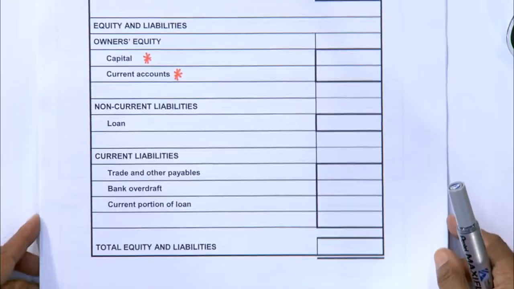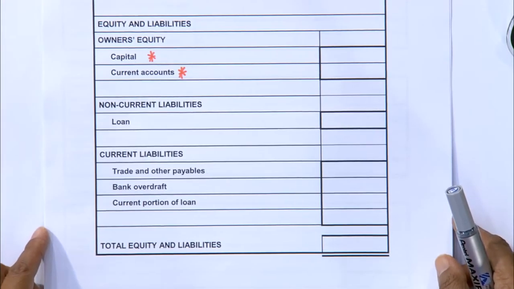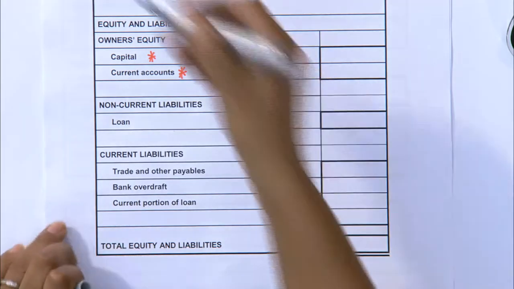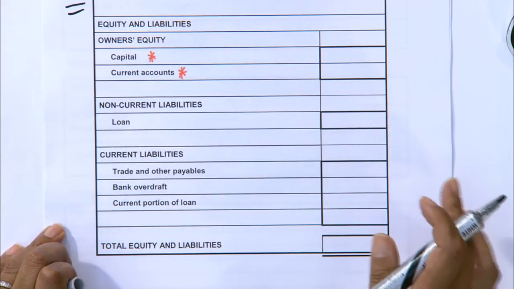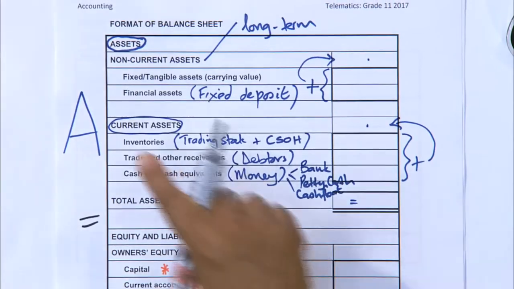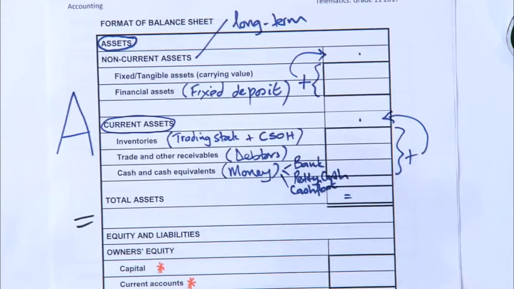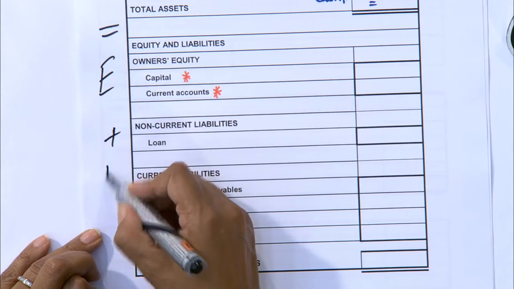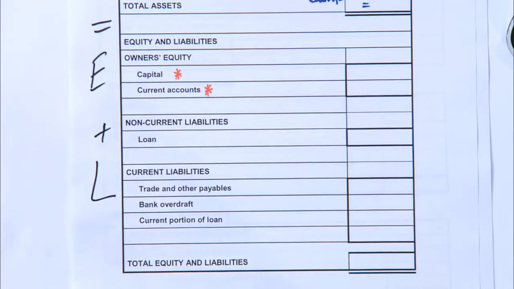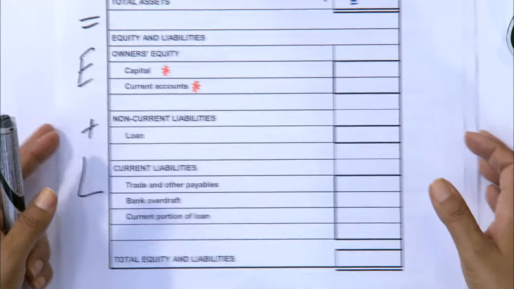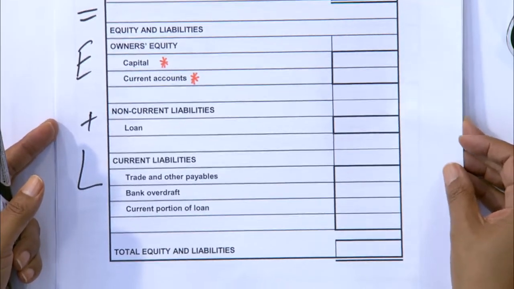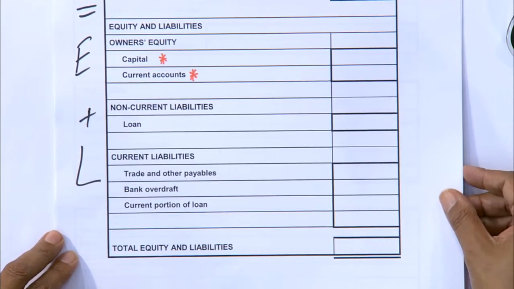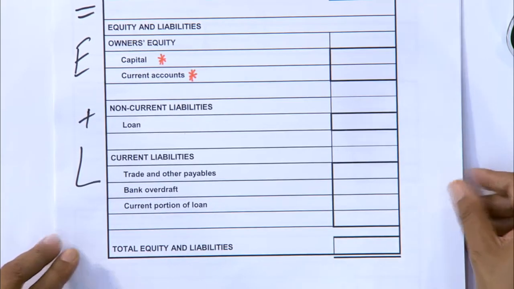Then I'm going to turn my attention very quickly to the equity and liabilities. Doesn't that remind you of the accounting equation? Assets, total assets, must equal equity plus liabilities. And that is how you remember the layout of your balance sheet. If you know that you categorize all your assets on top, and then you put your equity and your liabilities at the bottom, it will be easy for you to remember.